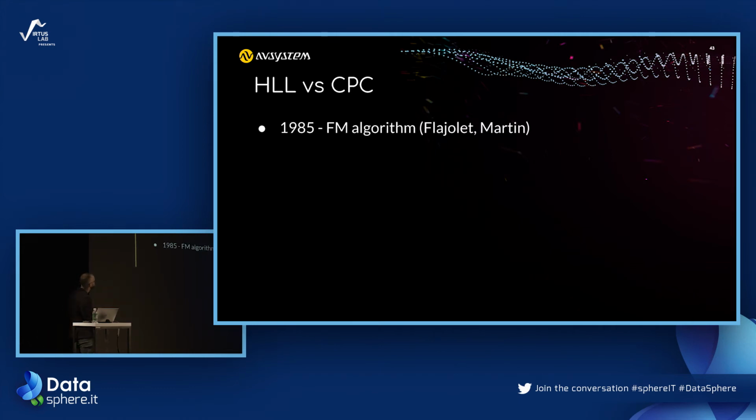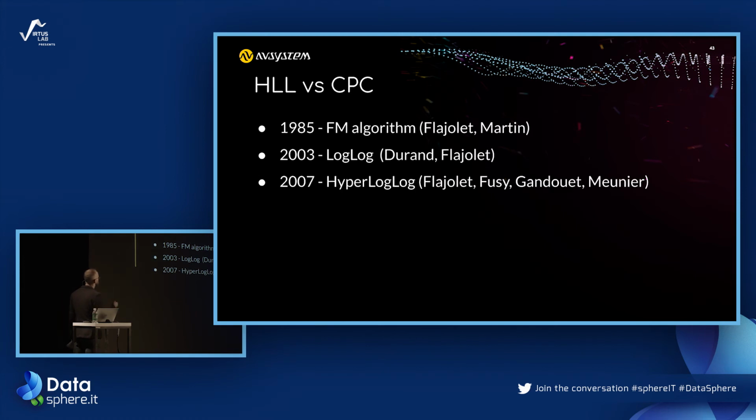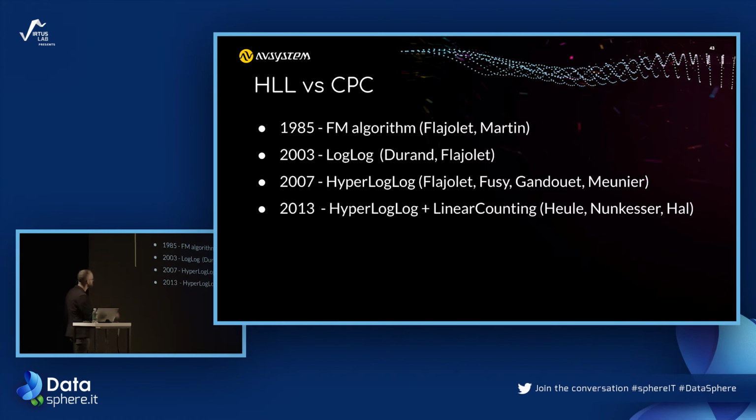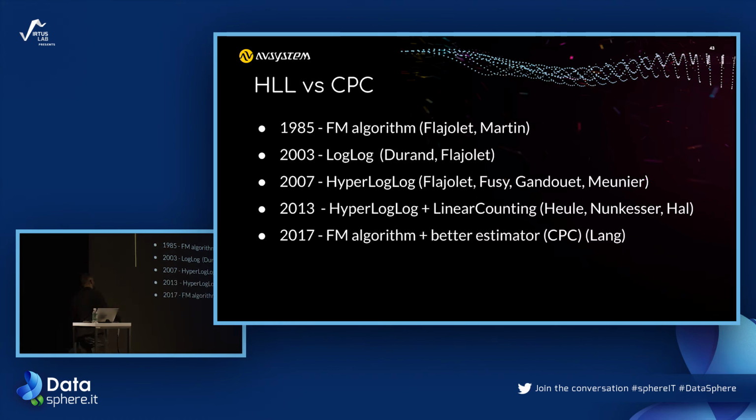Now, I present a history of the evolution of this algorithm. In 1985, Flajolet and Martin invented the FM algorithm for distinct counting. In 2003, Durand and Flajolet invented LogLog, which beats the FM algorithm. In 2007, HyperLogLog was invented, which beats LogLog. In 2013, an even better HyperLogLog, and in 2017, back to the FM algorithm.